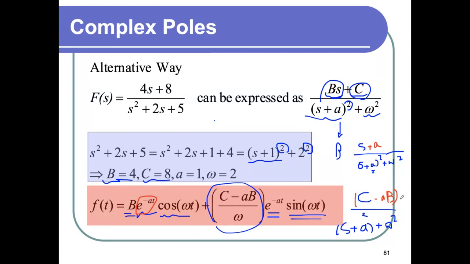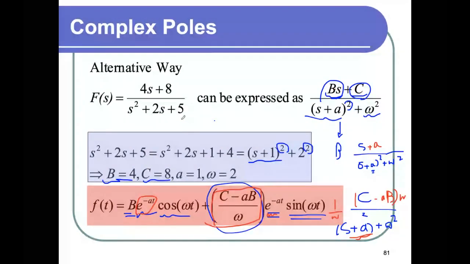c minus ab is a constant. You need an omega here, so you can multiply by omega and divide by omega. So you have c minus ab over omega, some constant, and then we still have a multiplication by exponent because we have a shift in the frequency domain, and we have sine omega t. Are there any questions? All right.